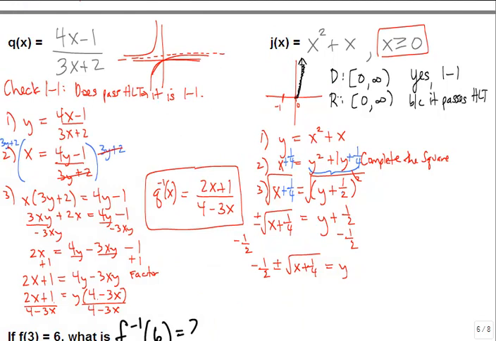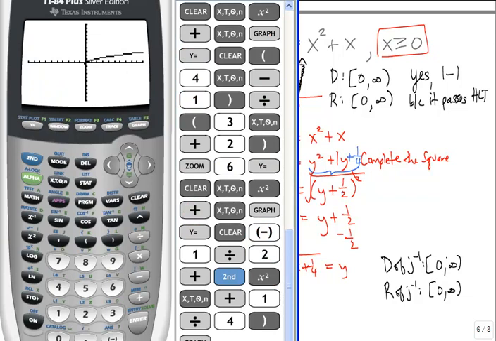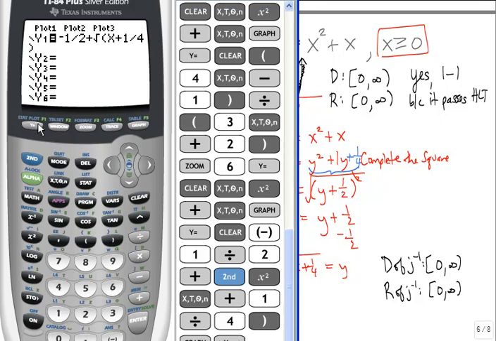So let me go back to here for a moment. Remember that our domain and our range of the original function j was 0 to infinity for both. So that means the domain of j inverse also has to be 0 to infinity, and the range of j inverse also has to be 0 to infinity. So does this graph have a domain and range of 0 to infinity? Does it have positive range values? Yes.